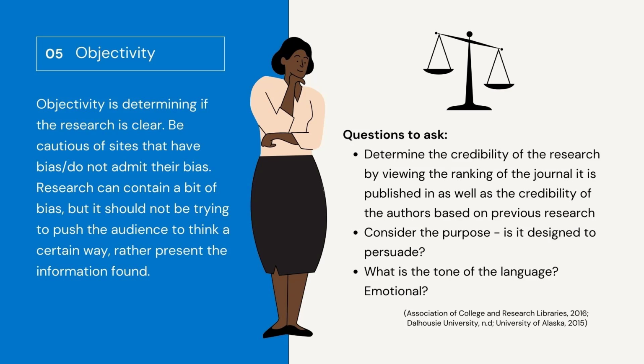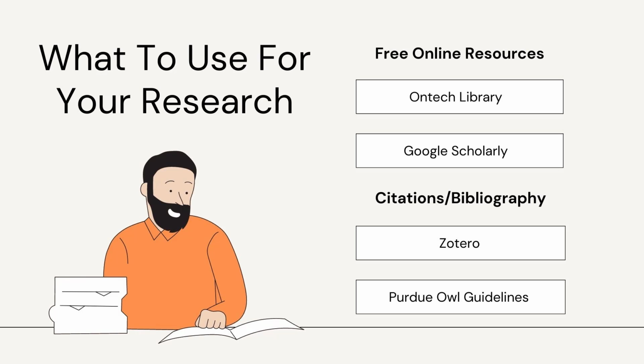Questions to ask. Determine the credibility of the research by viewing the ranking of the journal it is published in, as well as the credibility of the authors based on previous research. Consider the purpose. Is it designed to persuade? What is the tone language? Is it emotional?